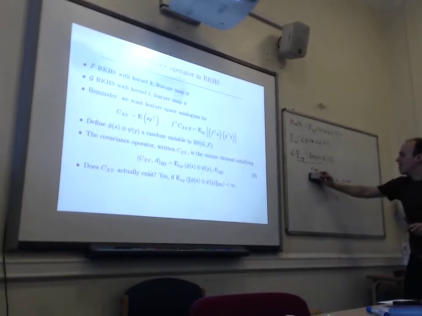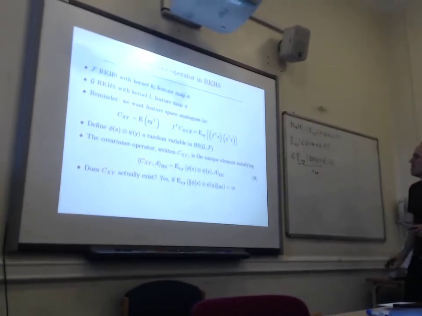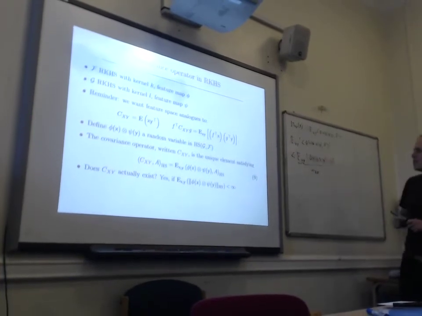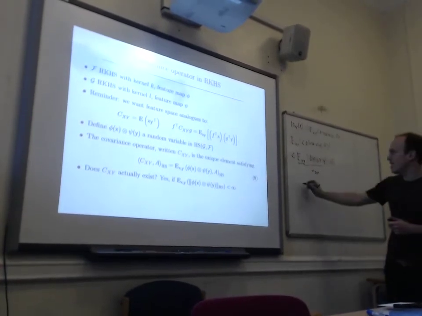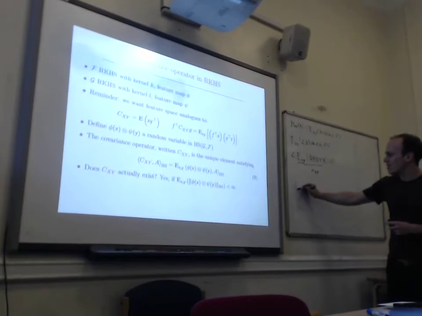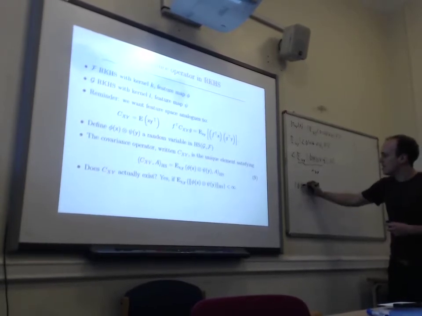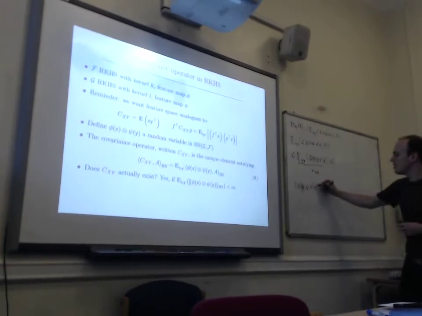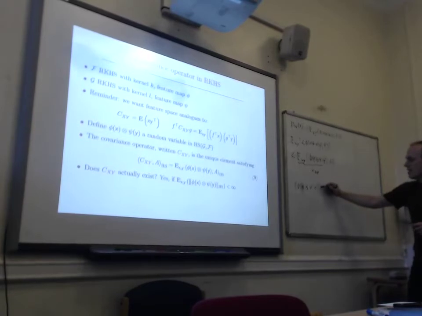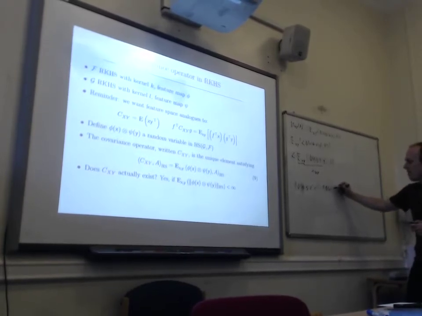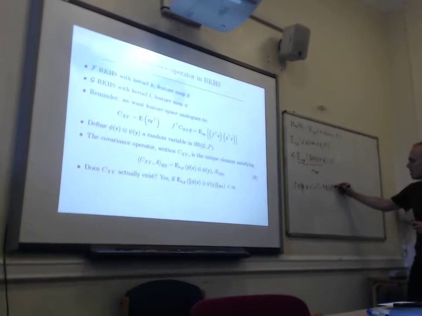So let's see how we go with this. Remember that the norm of the tensor product is just the product of the norms, okay? So I've got now this norm, phi x tensor phi y, is just the norm of phi x, right, times the norm of phi y.